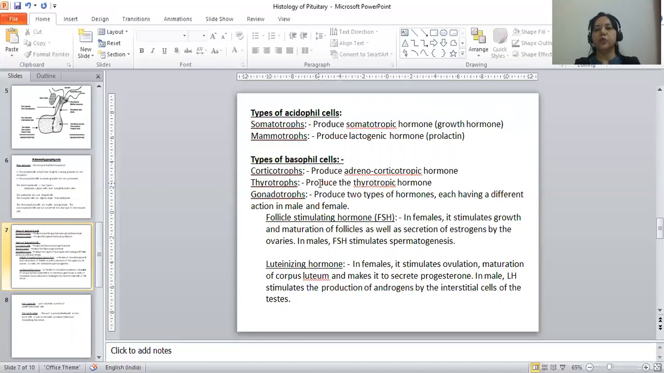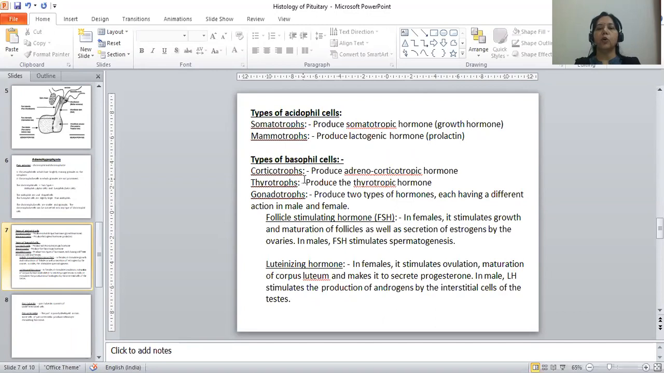Now the difference between the two hormones produced by acidophil cells and the three hormones produced by the basophil cells is that the two hormones produced by the acidophil cells will directly stimulate the cells to grow or to produce milk. The basophil cells, whatever they are producing, are called trophic hormones, and these will stimulate other glands.